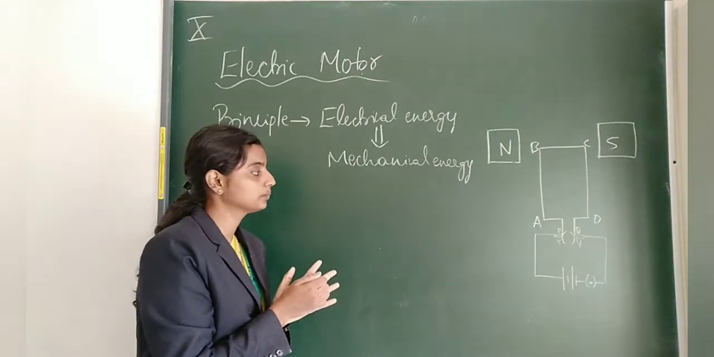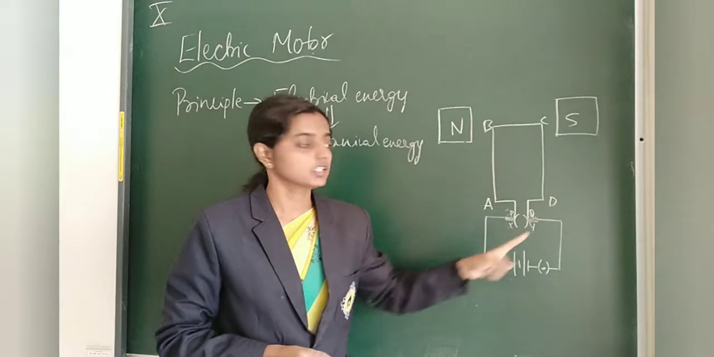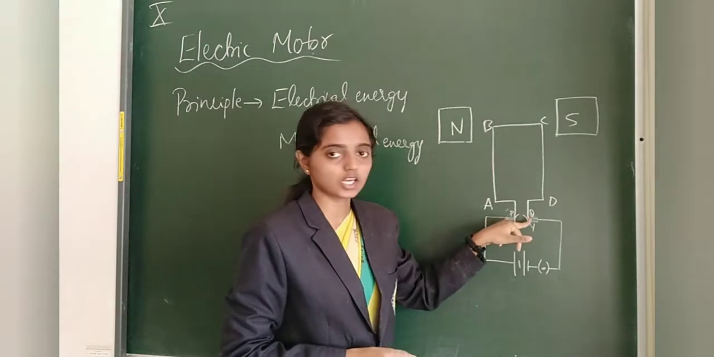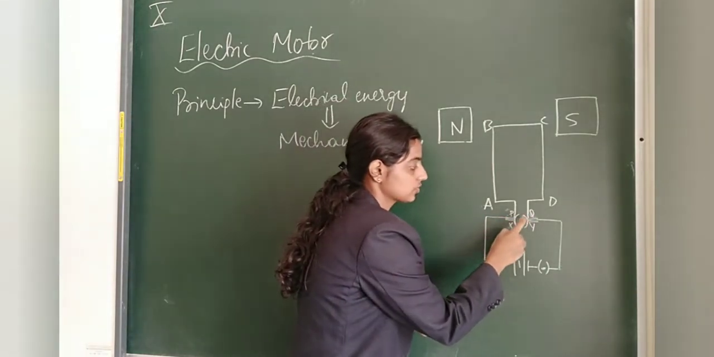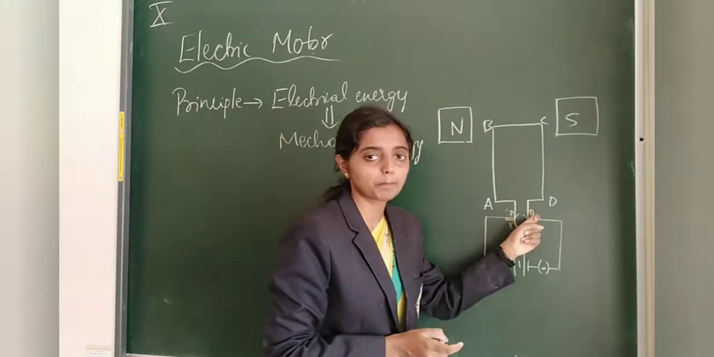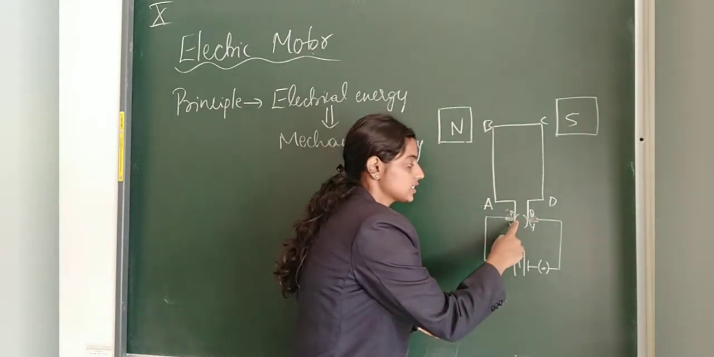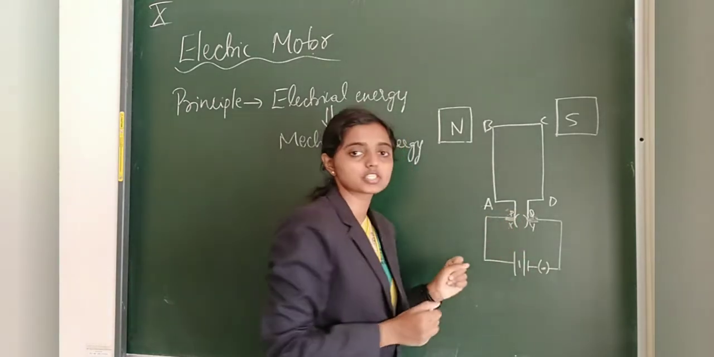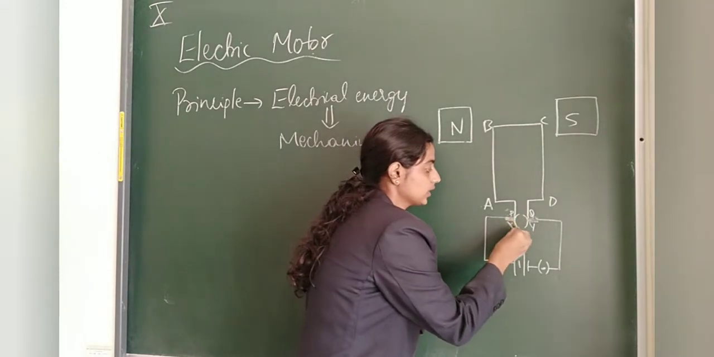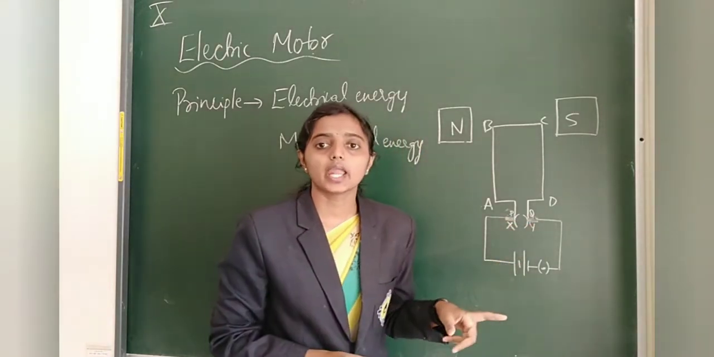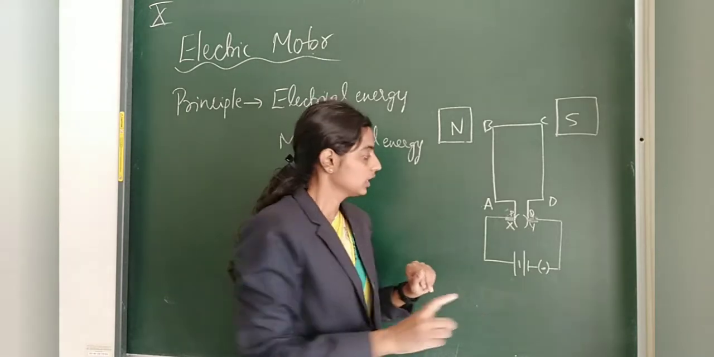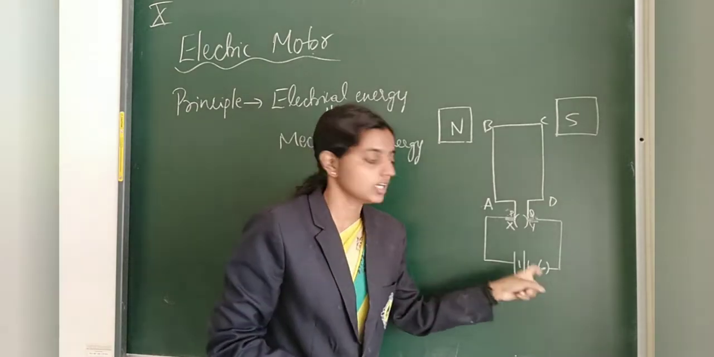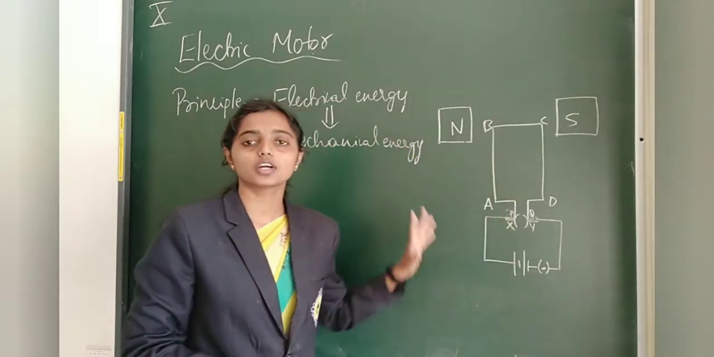Let me repeat again. A rectangular coil is placed in between the poles, and the ends of the rectangular coil are connected to split rings. We have two split rings named P and Q, insulated on the inside, and the outer part of the split rings is in contact with stationary brushes named X and Y. To complete the circuit, we connect a battery and a plug key. This is all about construction.